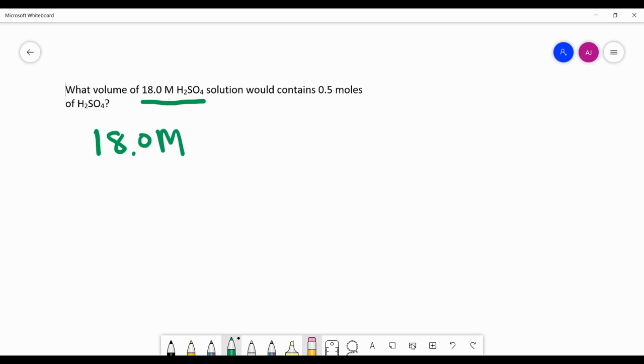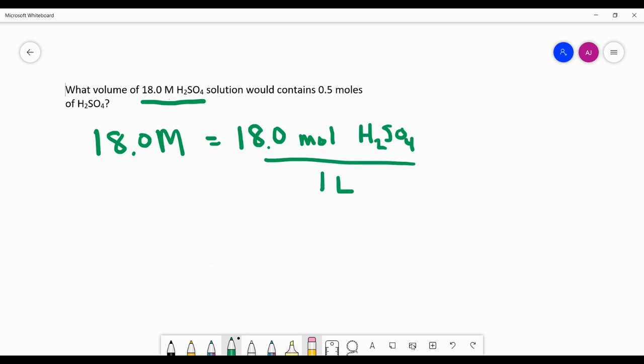18.0 capital M. That capital M, when referring to a solution, means 18.0 moles per liter of H2SO4. Simply put, that capital M can be used as a short form for moles per liter. So you will see that very commonly used, so just get used to that symbol there.